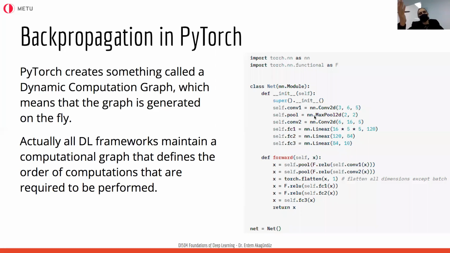You can create a class in any language, but it is Python. So these are the properties, how you initialize it. In the initialization step, we designate the parameters of the network. The first one is a convolutional layer with some number of filters and some filter sizes. Then a max pool layer, 2 by 2. Then another convolutional layer, then a fully connected layer, then a fully connected layer, then a fully connected layer.